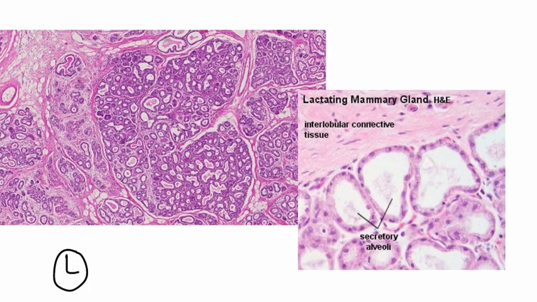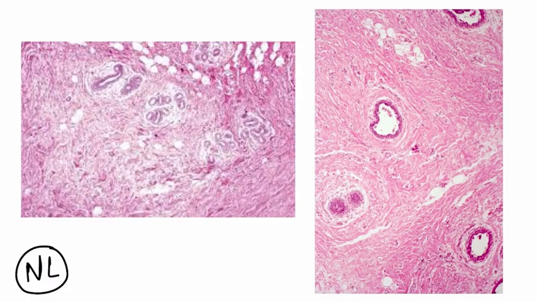So this is another slide showing lactating mammary gland. Can you appreciate these alveoli which are filled with secretory product? This is non-lactating mammary gland. So as I have told you, in case of inactive or non-lactating mammary gland, there will be more fibers. So these are fibers and connective tissue as compared to a very small number of cells.